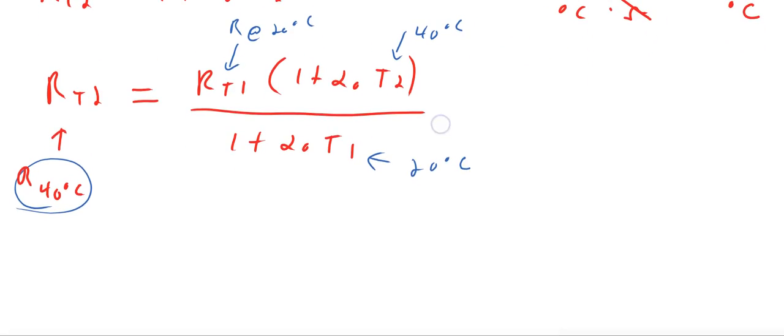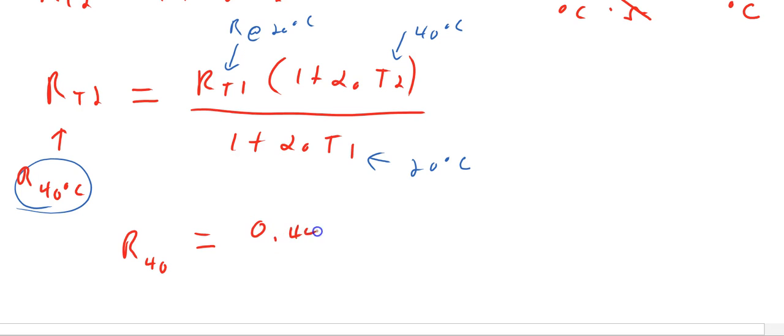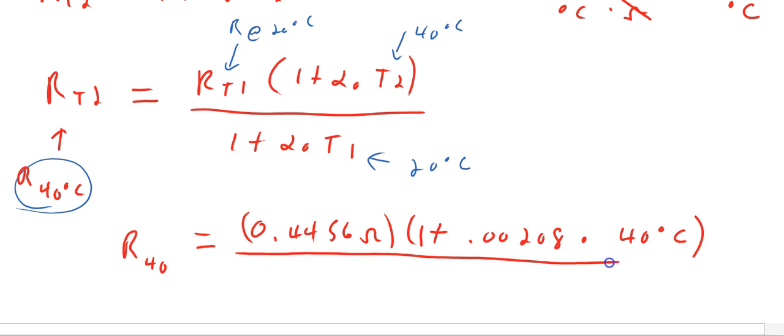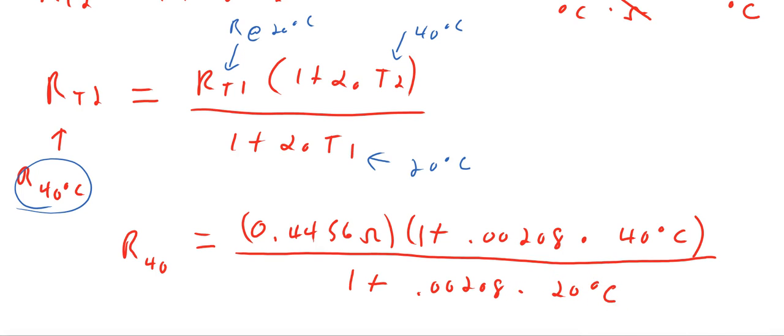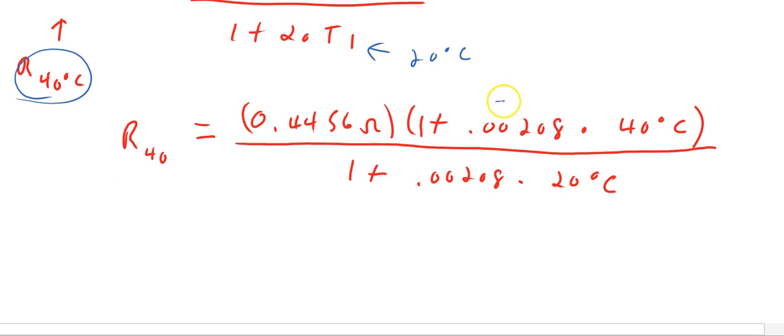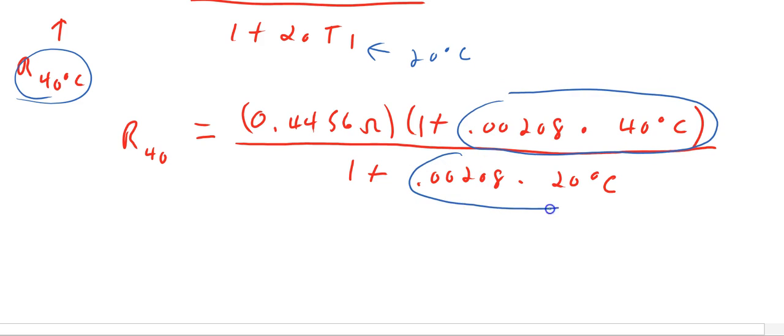So when we write this, we can say R40 is equal to the resistance at 20 degrees, which we had at 0.4456 ohms, multiplied by 1 plus 0.00208 for alpha, multiplied by 40 degrees C, divided by 1 plus 0.00208 for alpha times 20 degrees C. Now, the most important thing to remember here is that this multiplication of alpha times T must be completed before the 1 is added in either case.